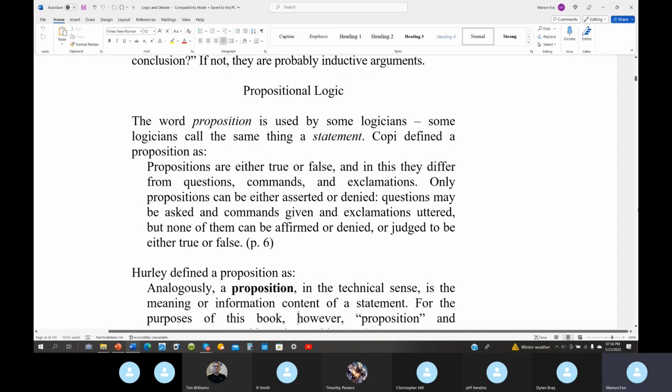Copi says only propositions can be either asserted or denied. Questions may be asked, commands given, exclamations uttered, but none of them can be affirmed or denied or judged to be either true or false.